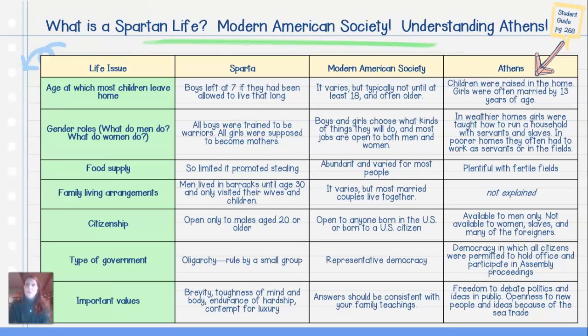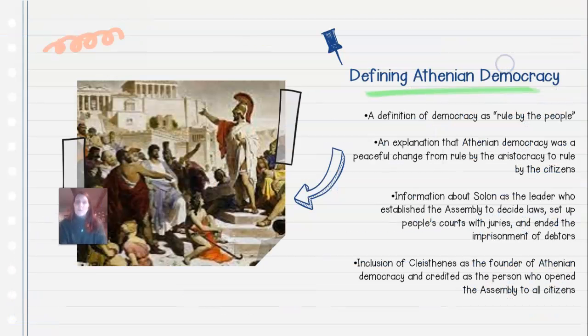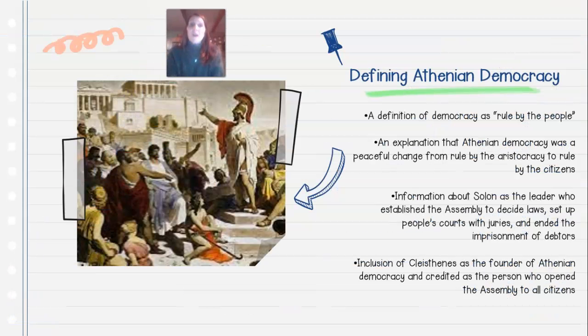So there was a lot of newness going on, a lot of groundbreaking things, and we're going to talk about that word groundbreaking here in just a second. So defining Athenian democracy, and that is actually on page, let's see, I switched my page. It's actually on page 270.